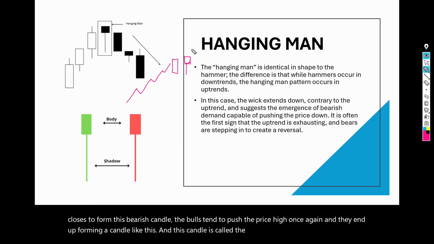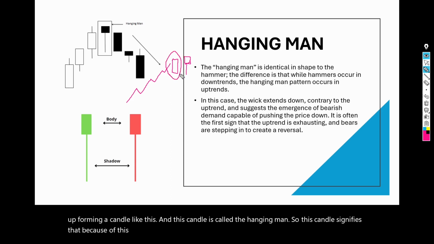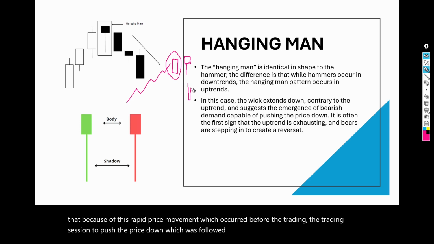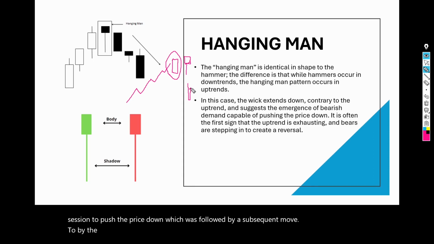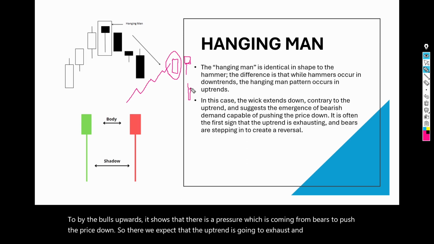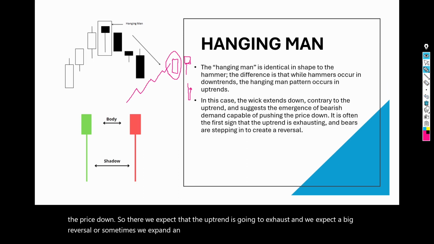man. So this candle signifies that because of this rapid price movement which occurred before the trading session closed to push the price down, followed by a subsequent move by the bulls upwards, there is pressure coming from bears to push the price down. So we expect that the uptrend is going to exhaust, and we expect a big reversal, or sometimes an entire change in trend.